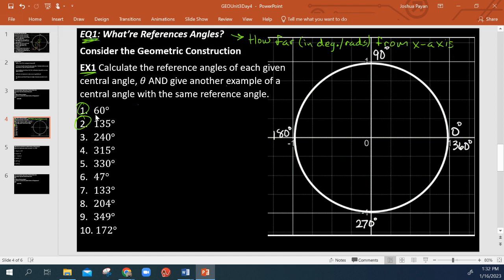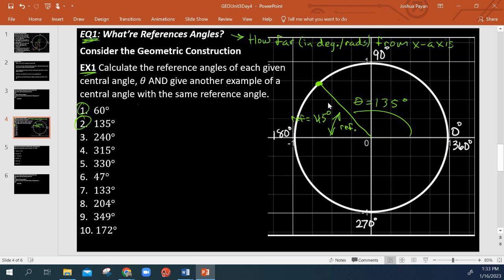Okay, so looking at this next example, 135. So 135 is going to put us right here in quadrant 2, right? So my central angle is 135 degrees. But how far away am I from the x-axis? This is going to be my reference angle. Well, I just do 180 minus 135. I know my reference angle is going to be 45 degrees. Okay, so simple enough there.